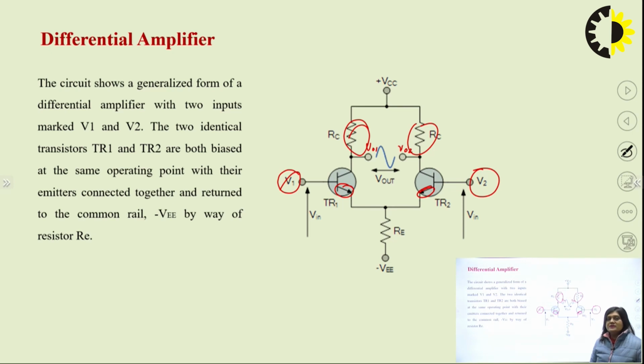Here it is assumed that both the transistors are identical. The two identical transistors are both biased at the same operating point with their emitters connected together and returned to the common rail by minus VE by way of resistor RE.